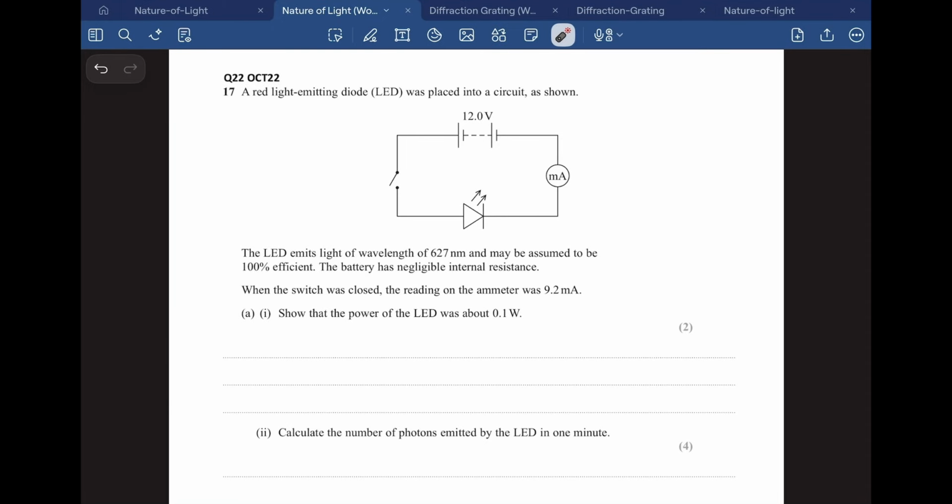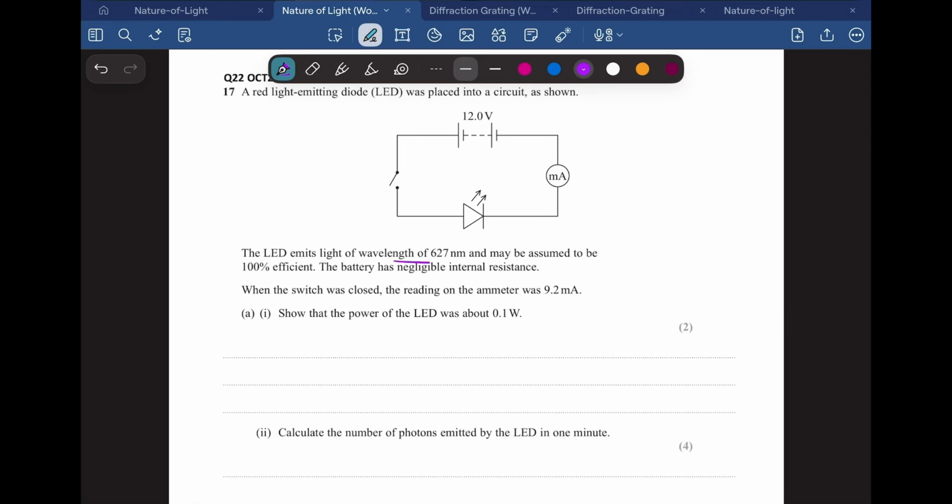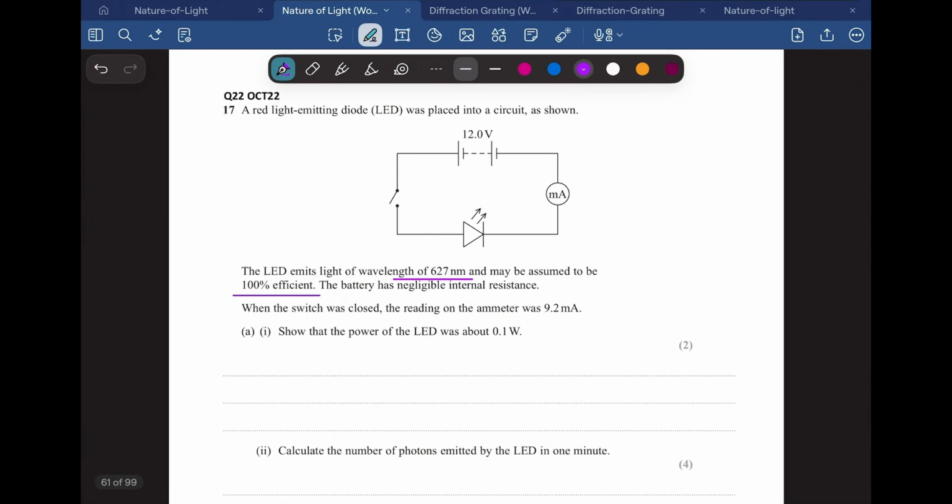Alright guys, so now let's solve this question number 17 from the year October 2022. It says a red light emitting diode was placed into a circuit as shown. The light emitting diode emits light of wavelength 627 nanometer and may be assumed to be 100% efficient. The battery has negligible internal resistance. The switch was closed. The reading on the ammeter was 9.2 milliampere. They have asked us to show that the power was 0.1 watt.